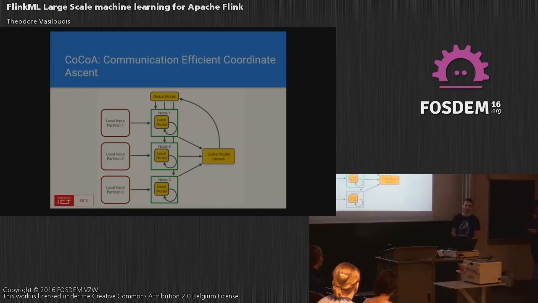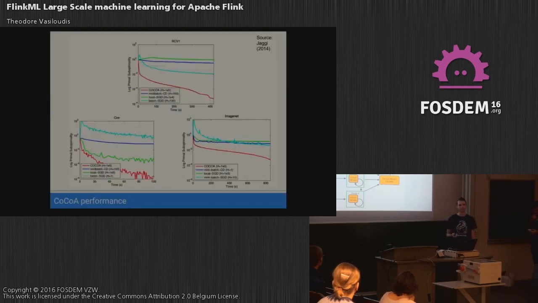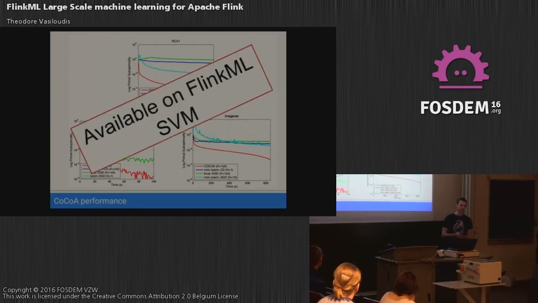So this is basically an illustration of how COCOA works. Each worker solves a small dual optimization problem. And at the end of its local iterations, it communicates only the update vector that it needs to the other workers. And we start the next superstep. This reduced communication can have great effects on the convergence rate of the algorithm. So COCOA here is the red line, and we have a log scale here. It beats stochastic gradient descent and coordinate descent by sometimes orders of magnitude in terms of performance. And this is what we use in order to perform optimization for support vector machines in Flink.